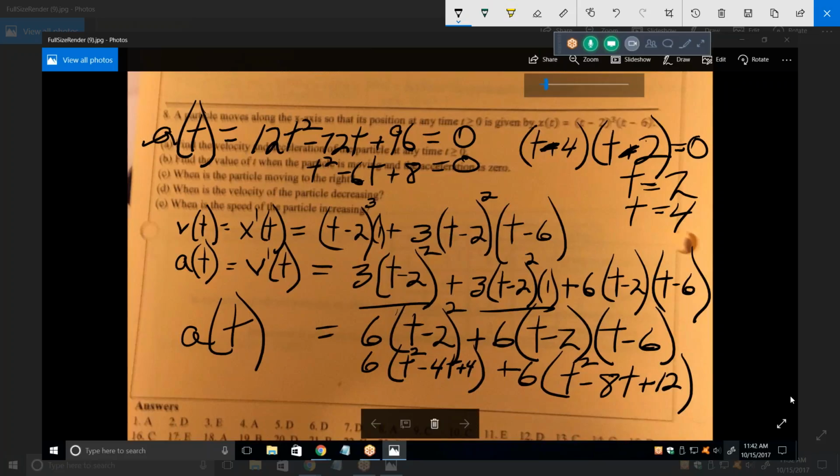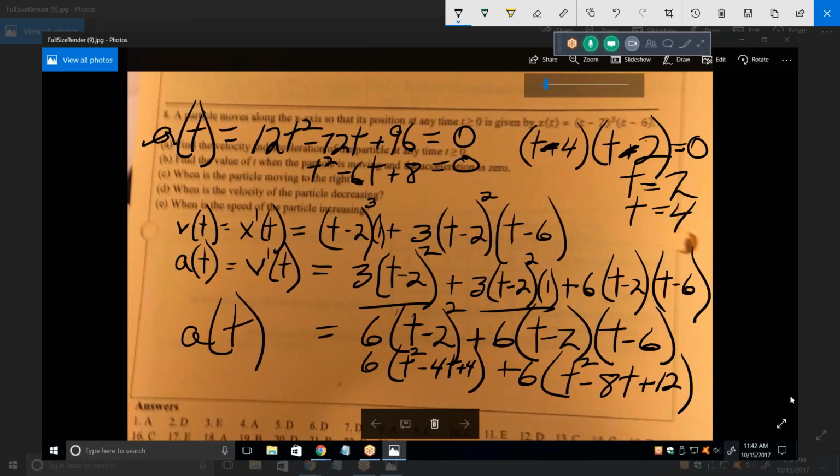Right offhand, okay, that's why they put it in there. Notice that if we put in 2 or 4 into the velocity function, this term goes to 0, this term goes to 0. So the velocity is 0 at time of 2 seconds. So that's not one of the points they're looking for.